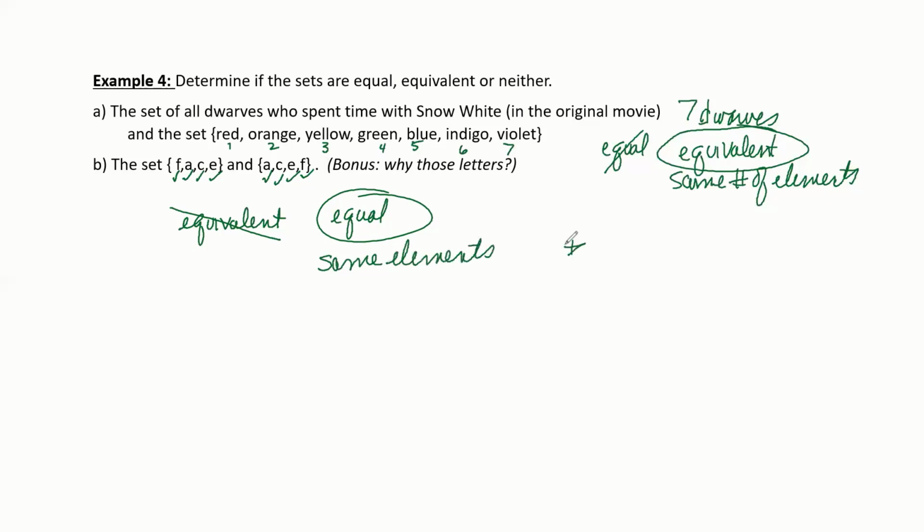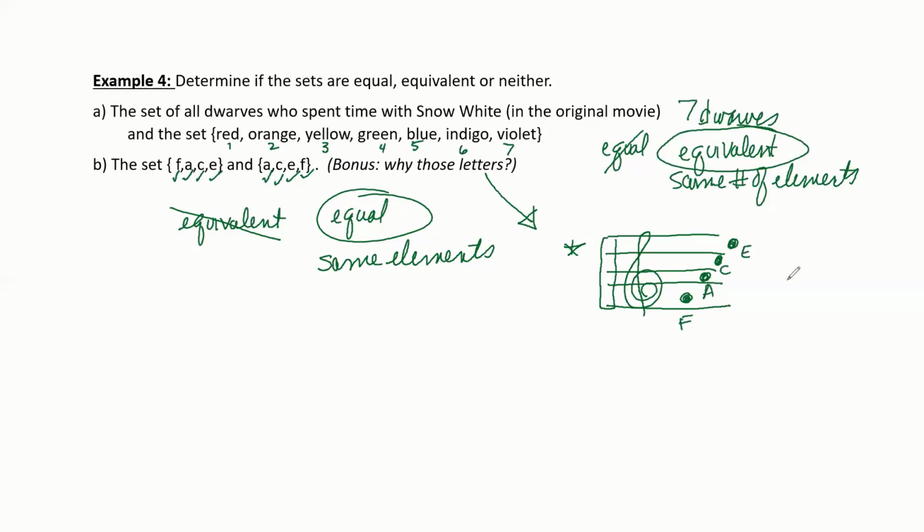And for the bonus question, why these letters? If you look at a sheet of music, okay, so it has the 5 lines in a sheet of music, and you look at the treble clef, I haven't drawn one of these in a long time, like that. These notes that are the spaces are F, A, C, and E. So if you're a music person, you probably know that. Not required to know that for this class.